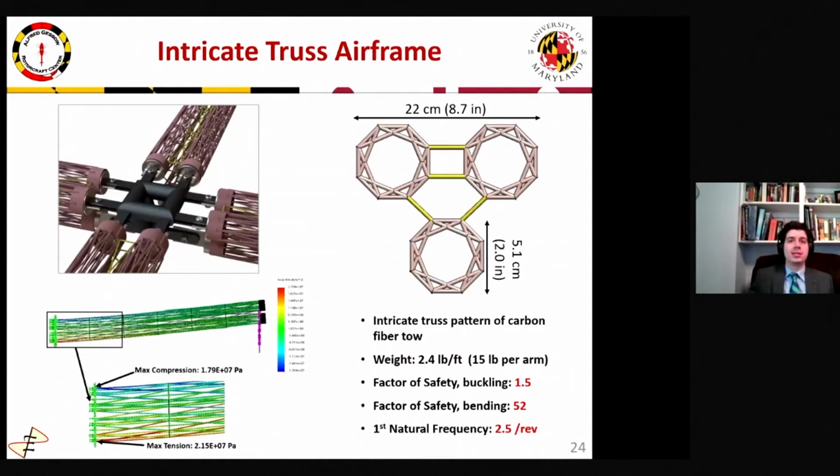To support each rotor and nacelle, the support arms are made of a triangular configuration of trusses built from individual tows of carbon fiber. This truss provides incredible strength to weight ratios and is placed in a triangular configuration to increase the bending moment of inertia. And while these arms extend 6.3 feet in length, they weigh only 15 pounds.